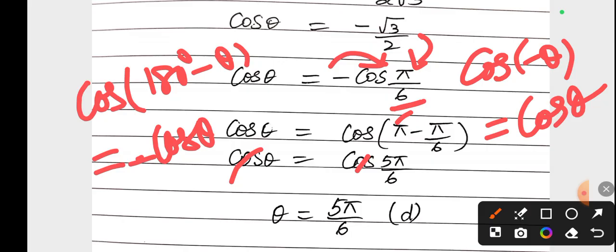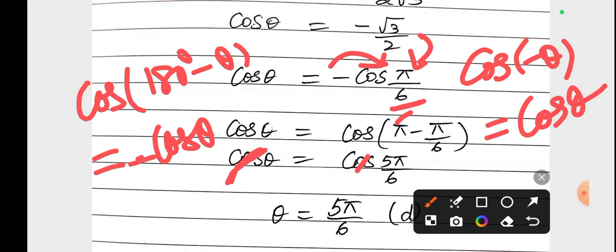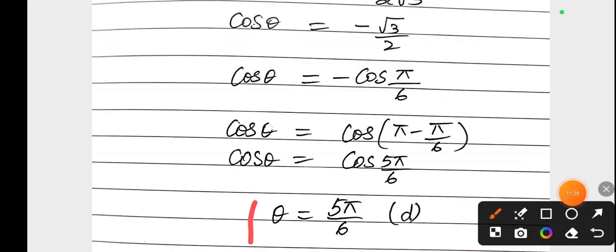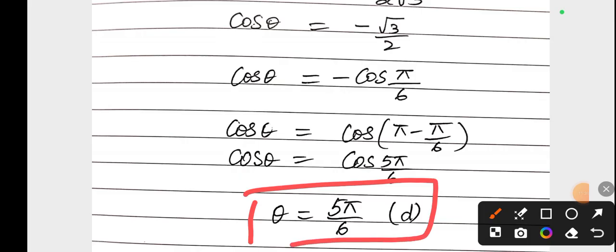Now cos is positive, same cancelling there itself. Actually, we won't cancel properly, we will just remove it. We won't write that cos and cos get cancelled. So we just remove it and we get theta equals 5 pi by 6. Can the same removal be done here, sir? No. Here cos is positive and here negative, so you have to make the angle positive. Then only you can do it.